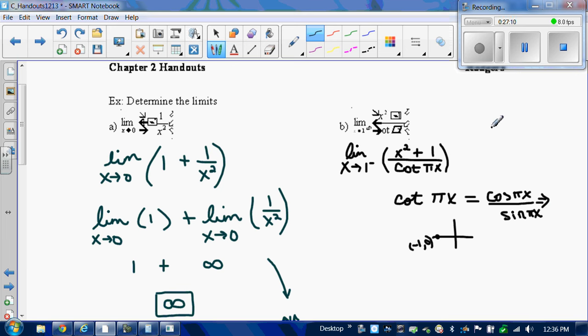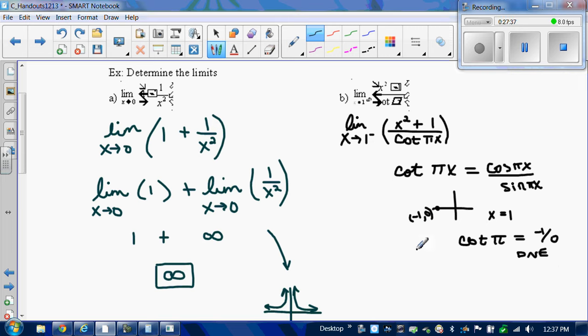What am I doing? Sorry. Alright, so at x equals 1, the cotangent of pi is negative 1 over 0. So it does not exist. So the cotangent has a vertical asymptote at x equals 1.